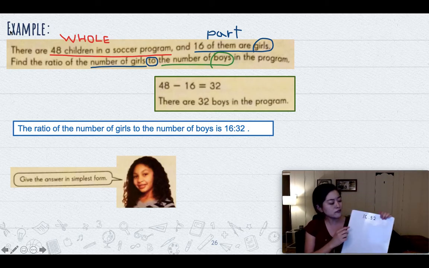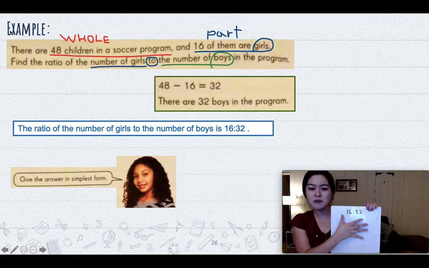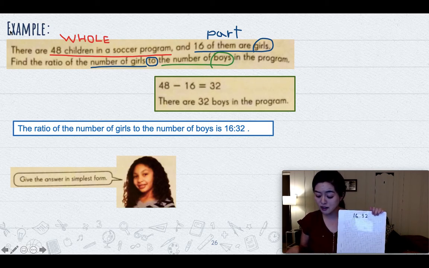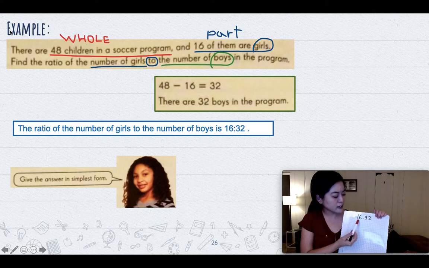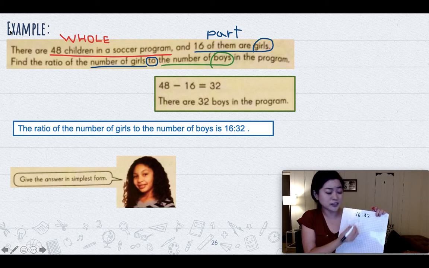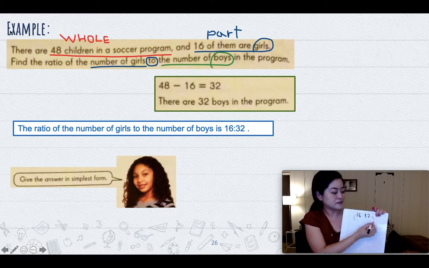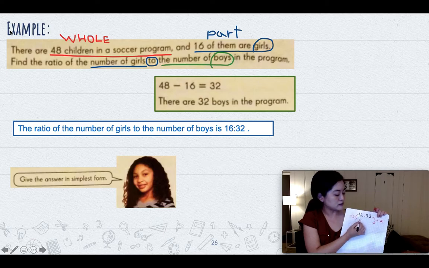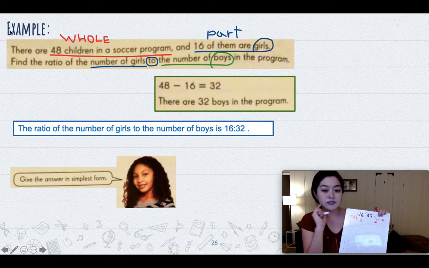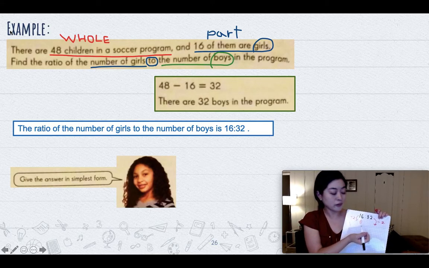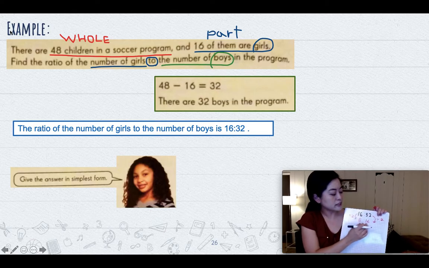Now again, you can find the greatest common factor. But if you're having trouble with that, just find a common factor. So I'm going to start with, well, hey, I noticed 16 and 32, they're both even numbers, and all even numbers can be divided by 2. So let's see, 16 divided by 2 is 8. What is 32 divided by 2? You can use long division if you need some help with that. 32 divided by 2 is 16.